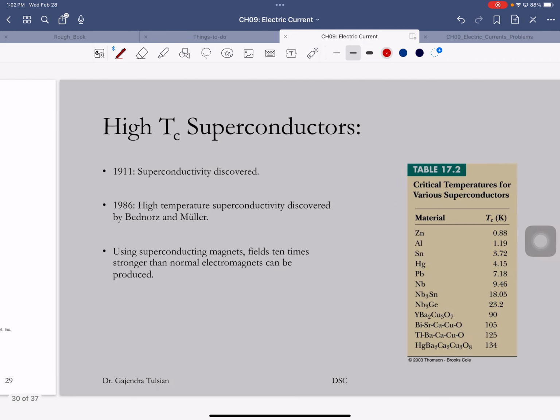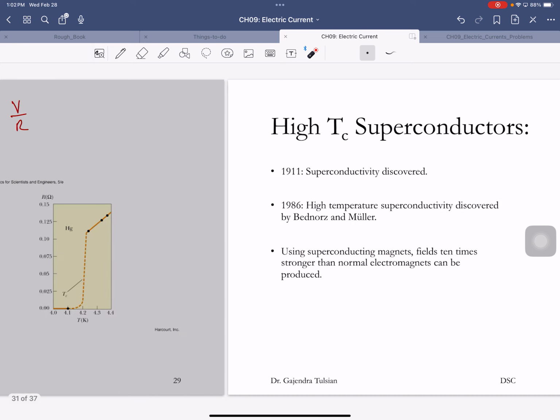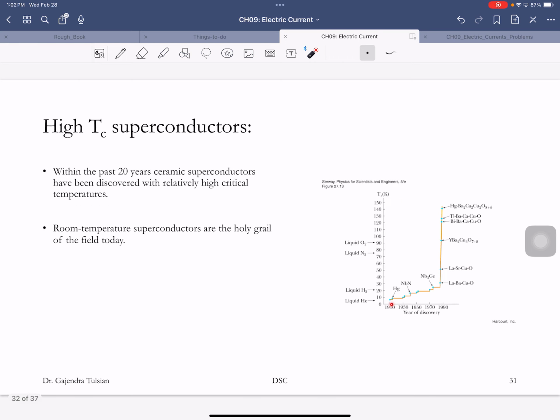All right, so this is superconductivity, when the resistance goes to 0. It was first discovered in mercury in 1911. And for the longest time, the critical temperature was very cold, up to 30 degrees Kelvin.